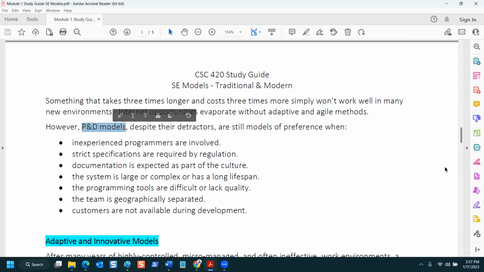So even though we say, oh yeah, this is the original, it's a legacy, it's not as effective. Well, it's not effective depending on the circumstance. Are there any questions about traditional legacy models?